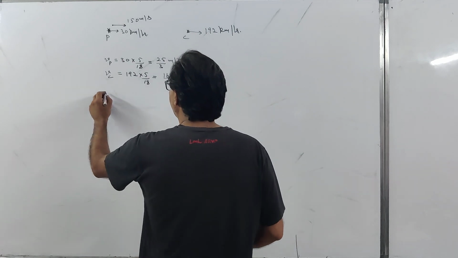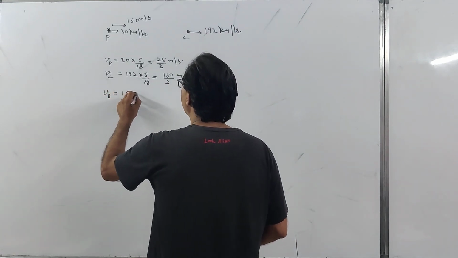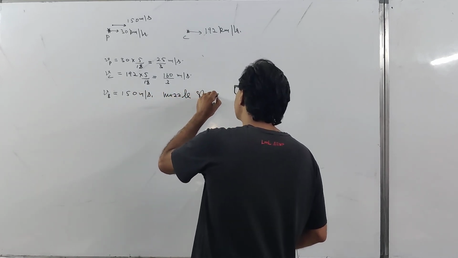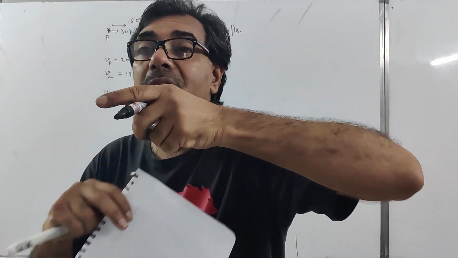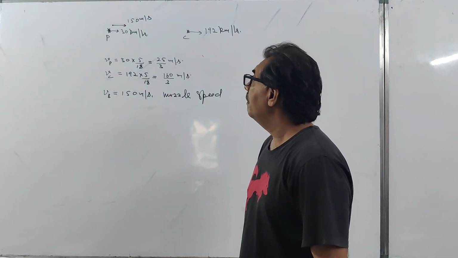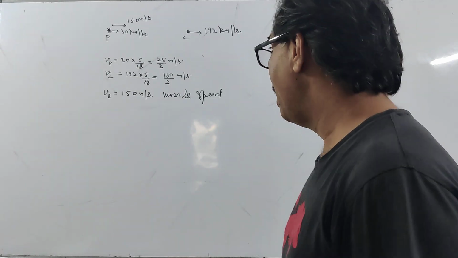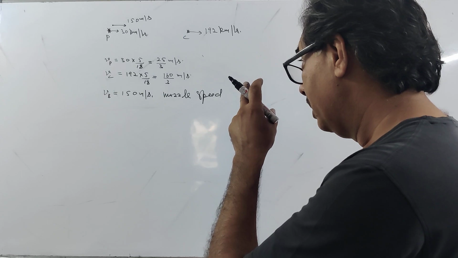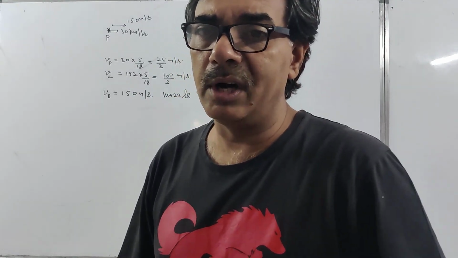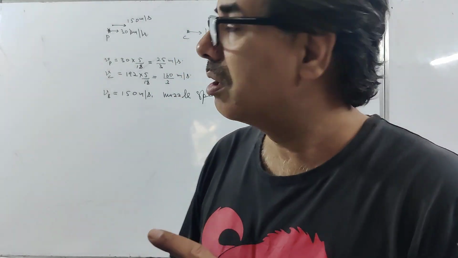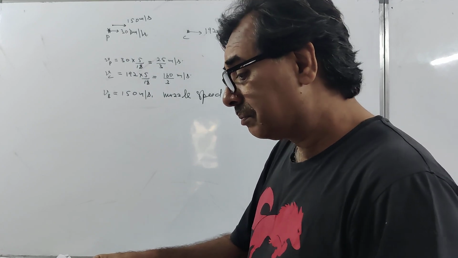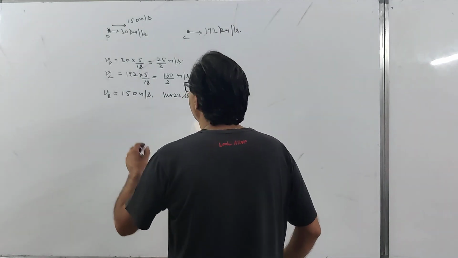150 meters per second. Velocity of the bullet is 150 meters per second. We call this muzzle speed. Muzzle is that cylinder through which the bullet travels and comes out. But now it appears, 150 meters per second. This is 25 by 3 meters per second, this is 160 by 3 meters per second. So the bullet will definitely go and hit the thief's car. The question is, what is the speed with which the bullet hits the car?